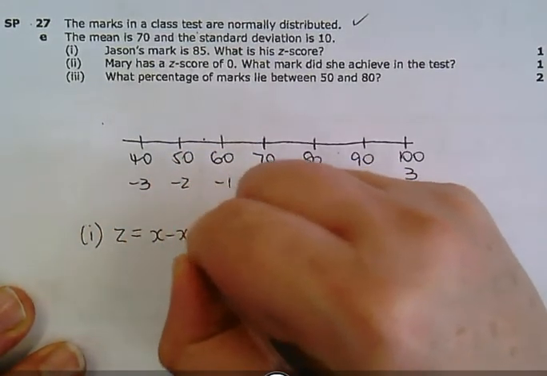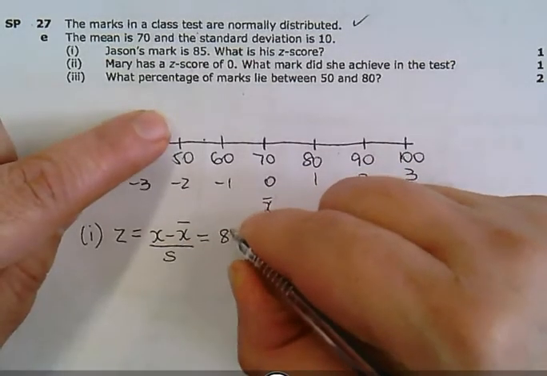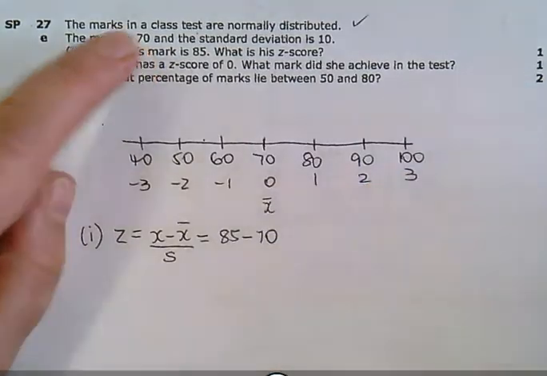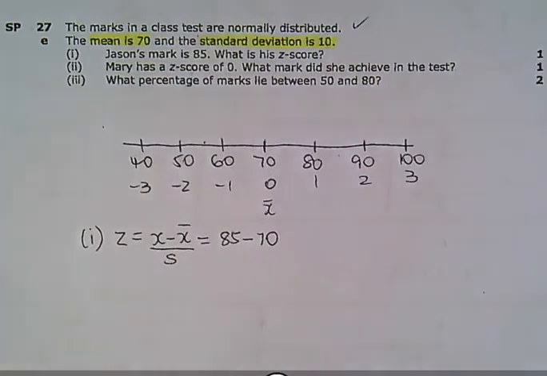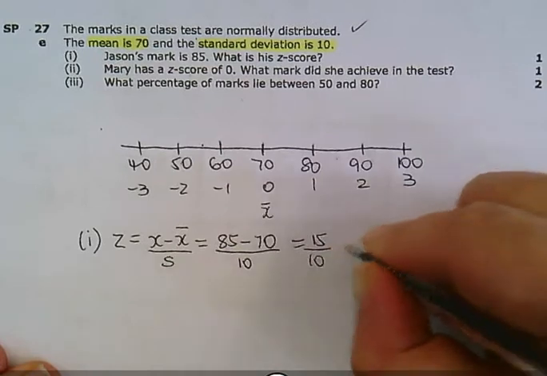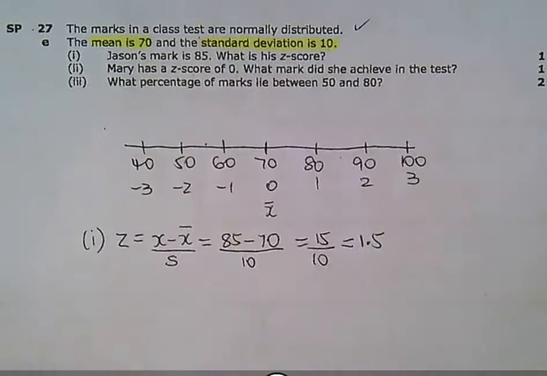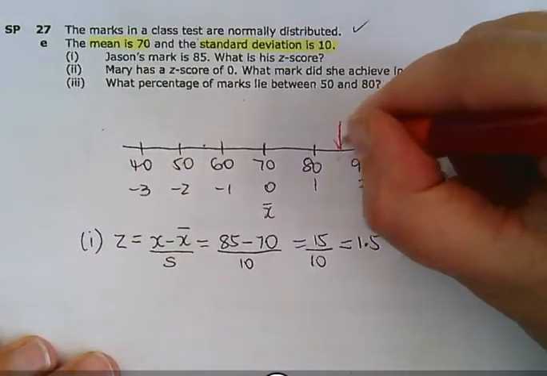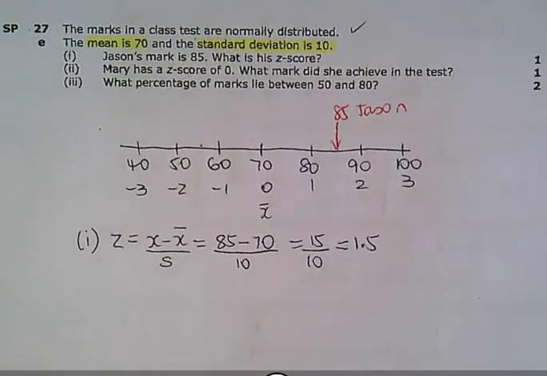Z-score is X minus X bar over the standard deviation. So, Jason's mark is 85. The mean is 70. And the standard deviation is 10. So that's 15 over 10, which is 1.5. We already could see from the graph that his Z-score is there. There's Jason. His Z-score is exactly halfway between 1 and 2, because his mark is exactly halfway between 80 and 90, right?